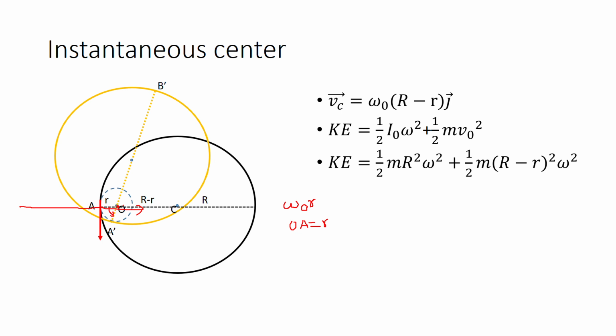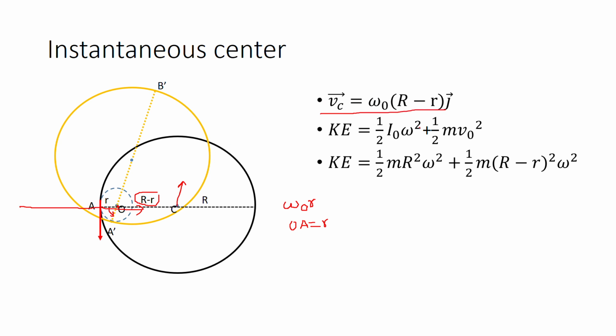So about this instantaneous center, the center of mass will be in circular motion, as we have just previously discussed, that in case of fixed axis rotation each point is in circular motion, so the center of mass is also in circular motion, and the radius of this circular motion will be R minus r. So velocity of center of mass will be omega naught into (R minus r), and the direction, if it is rotating in counterclockwise direction, will be vertically upward. So velocity of center of mass is known.